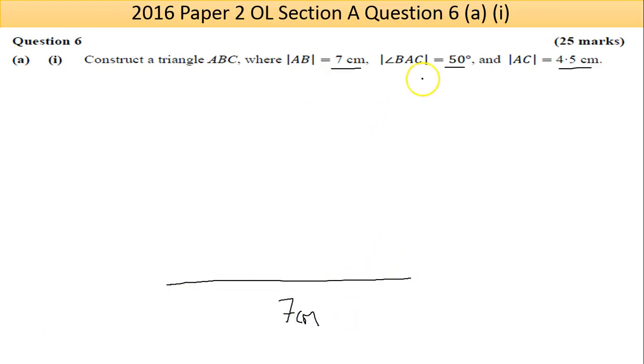You think, all right, if that's A, B, what's this BAC? BAC would look something like that. That's your 50 degrees.